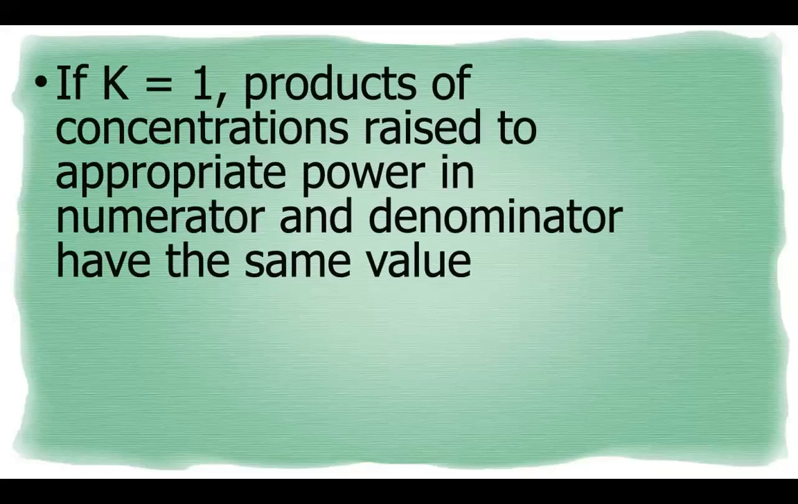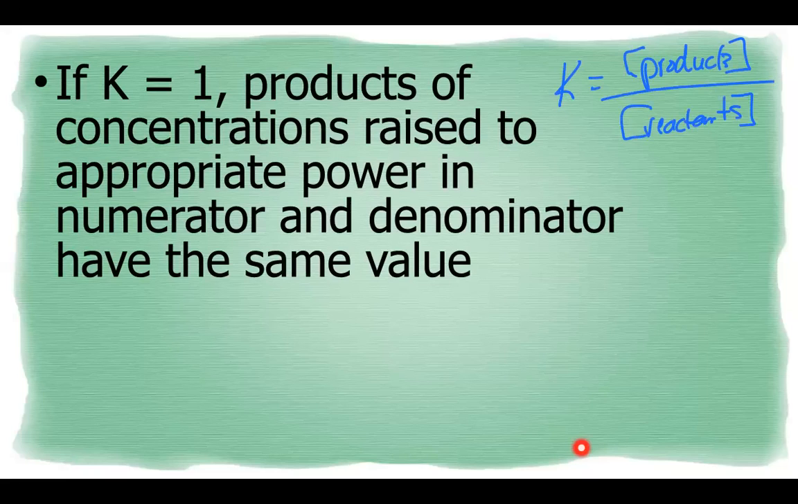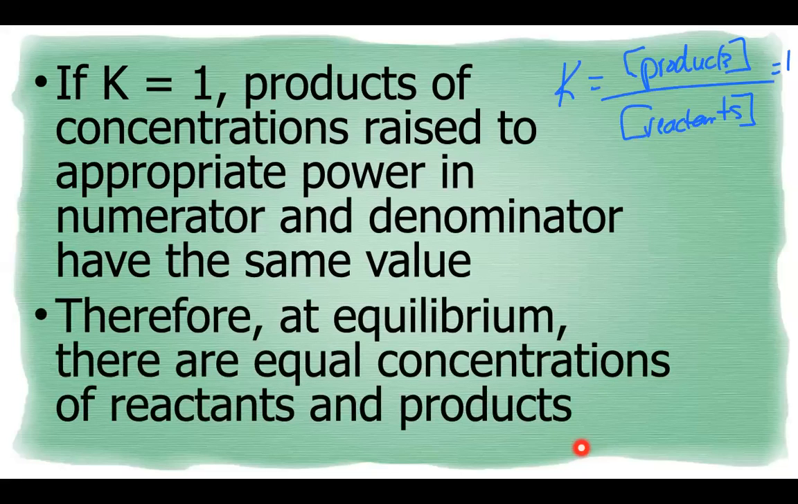If K is equal to 1, that means that the products of the concentrations, okay, this is sounding really complicated and mathy. If we just do this, products over reactants, so if this is equal to 1, that means at equilibrium, the concentration of the products equals the concentration of the reactants. Okay, equal concentrations, products and reactants.